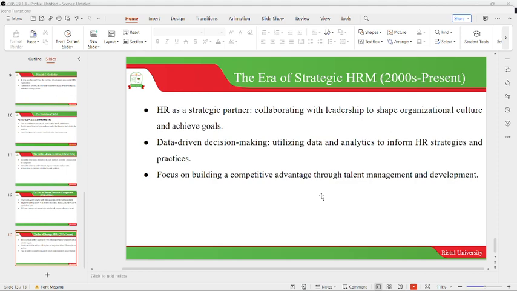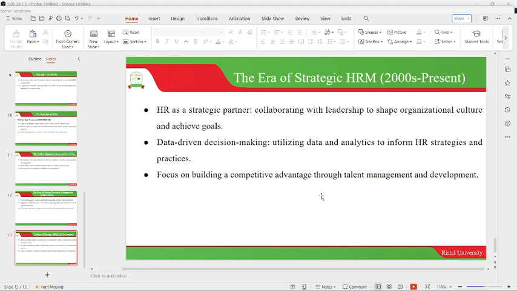So collaborating with the leadership to shape organizational culture and achieve goals. So when they look at employees, they look at them as a partner, not just like an ordinary employee. So that's what you need to do as the human resource managers. Look at your employees as your partners. Okay. Don't look at them as just ordinary employees or workers.